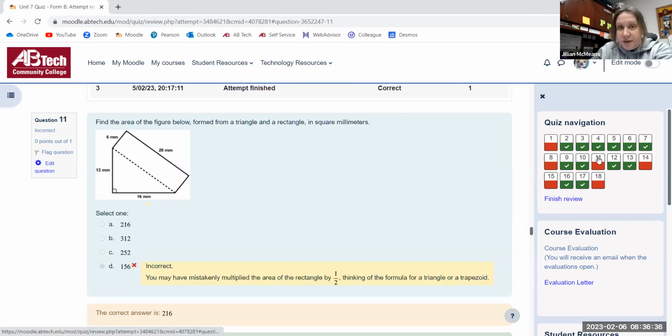All right, number 11. Find the area of the figure below formed by a triangle and a rectangle in square millimeters. Let me write this down really quick so I can duplicate it. That's 6, 20, 12, 16. Okay, so to the whiteboard. All right, so what we have is this.